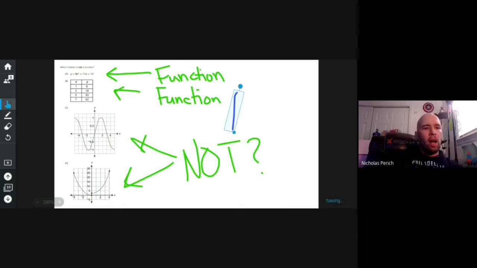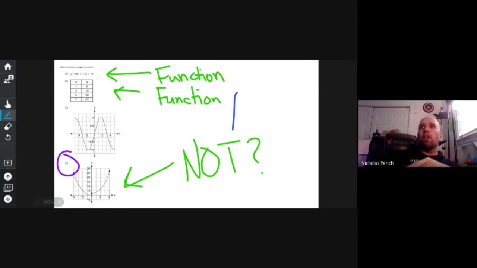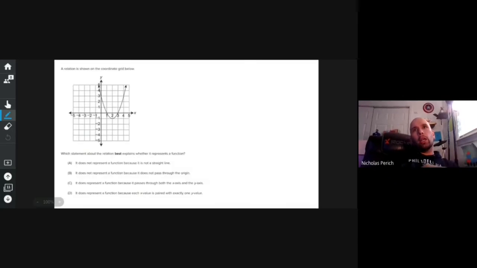So this one's not the function. The one that's not the function is D. The question is which relation is not a function? That is the one that's not the function. So I think some of you probably said C because that is a function. We're doing the opposite here. Tricky, tricky, tricky.